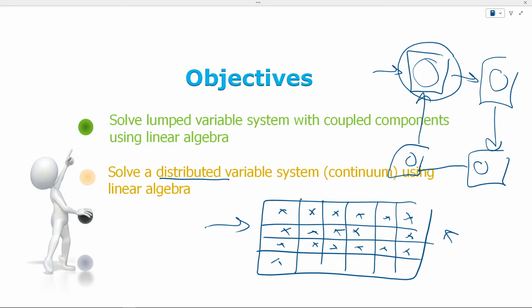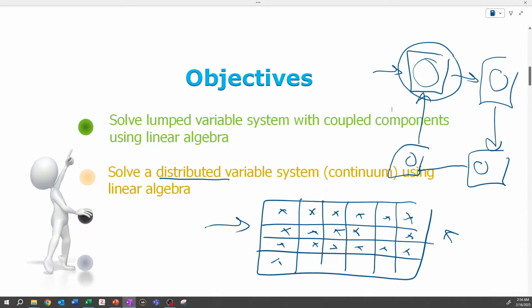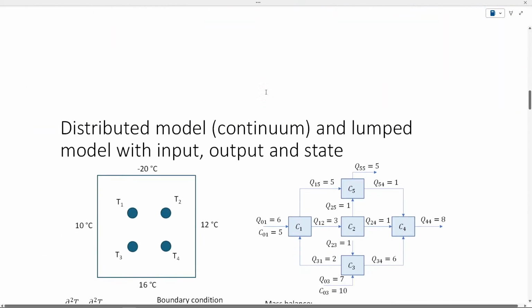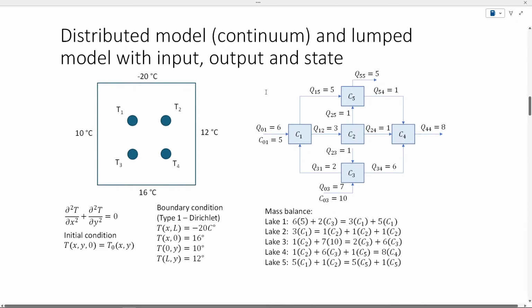So we will look at these two types of systems and see how we can use linear algebra to solve them. This video is more like a critical thinking exercise. We will do some critical thinking to develop equations for these systems and use linear algebra to solve them.